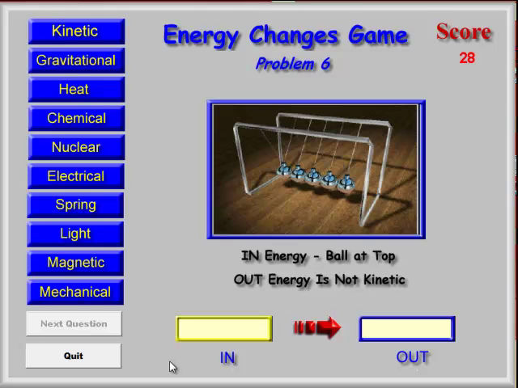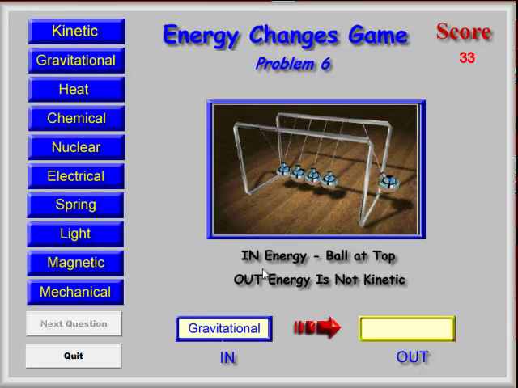Okay, we've jumped ahead a couple of questions. Notice that the in energy is at the top and the out energy is not kinetic. So hopefully you can see that the in energy at the top is the gravitational potential energy, and then at the bottom it's the movement of the energy through the mechanical parts of the device. In this case, it's Newton's cradle.